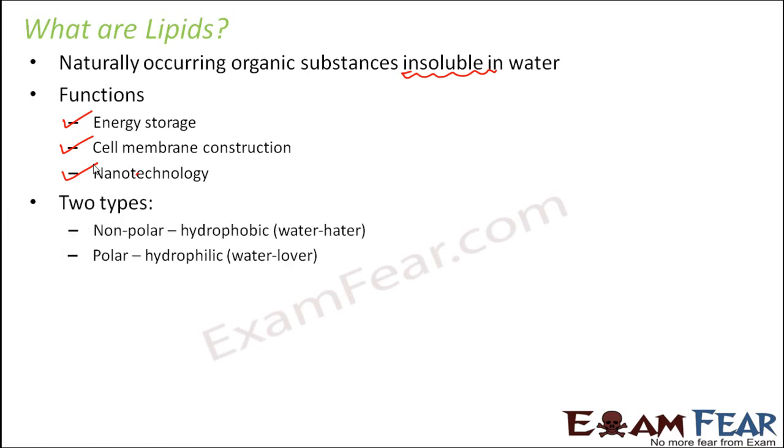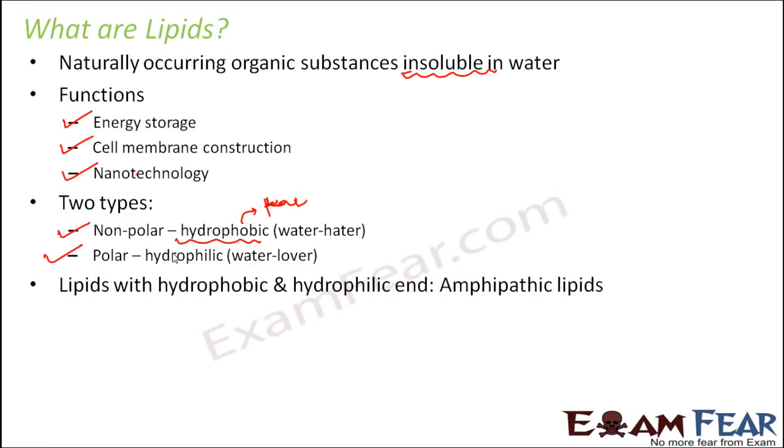They are generally of two types: non-polar lipids and polar lipids. Non-polar lipids are hydrophobic. Phobic means fear, so water hater. And the polar lipids are the hydrophilic lipids. Philic means loving, so water loving. So these are the two types of lipids: polar lipids and non-polar lipids. Polar lipids will have water affinity, whereas non-polar lipids will not like water.